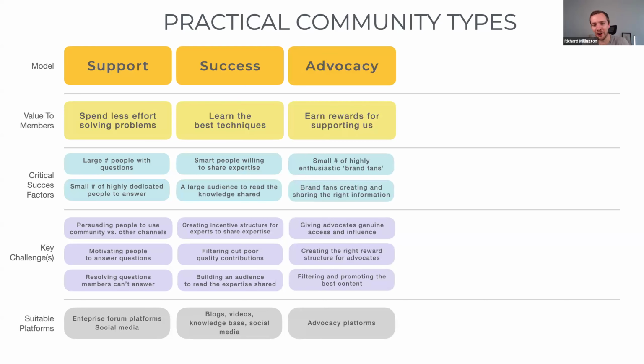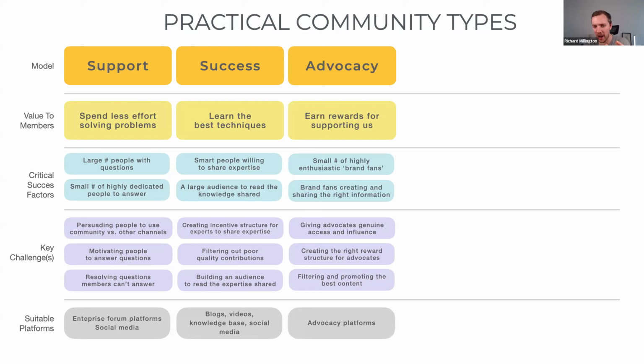Three is the advocacy side. This is less common than what it used to be. With Influitive going to hell recently and other platforms not doing well, advocacy isn't such a strong community approach. It seems to be more separated, but it still does happen. This is where you have a small number of highly enthusiastic fans that are trying to create the right content and materials, and you have to have a reward structure that works for that.